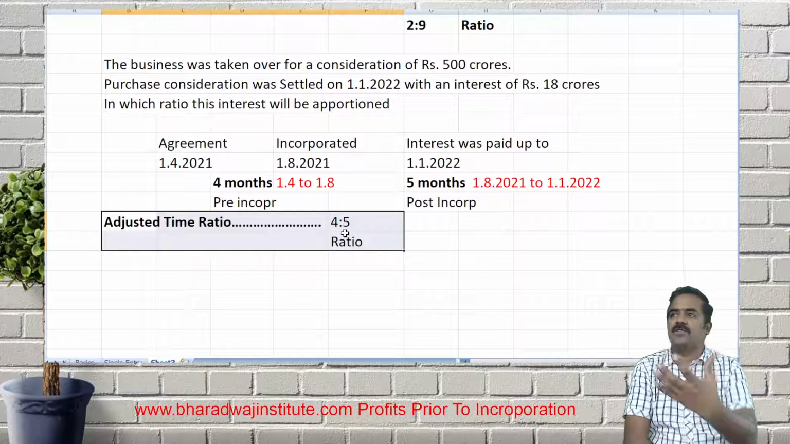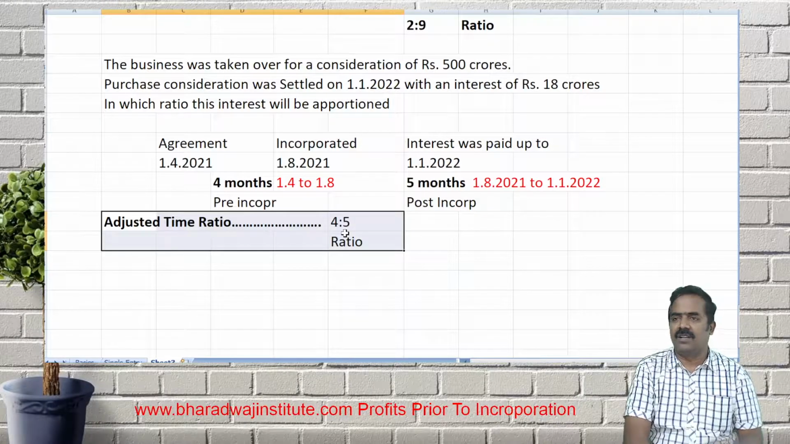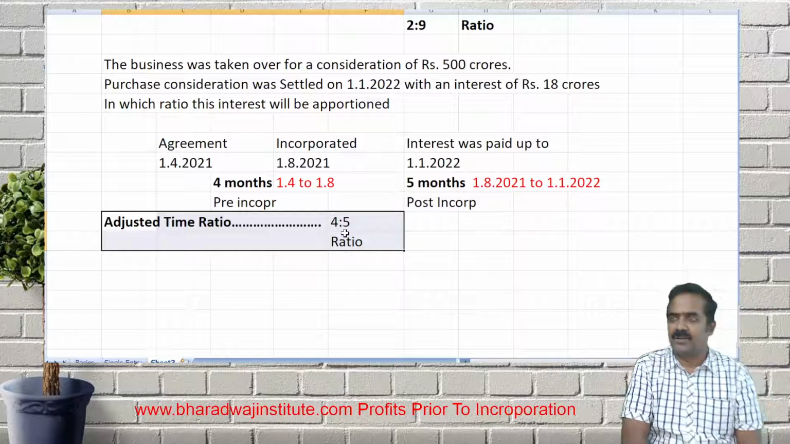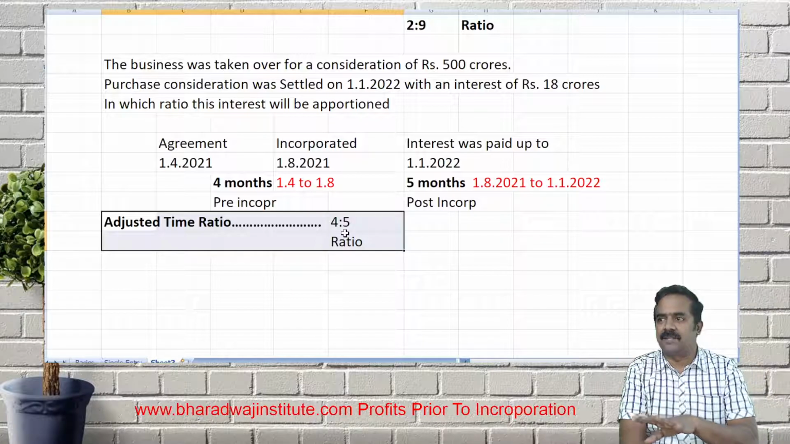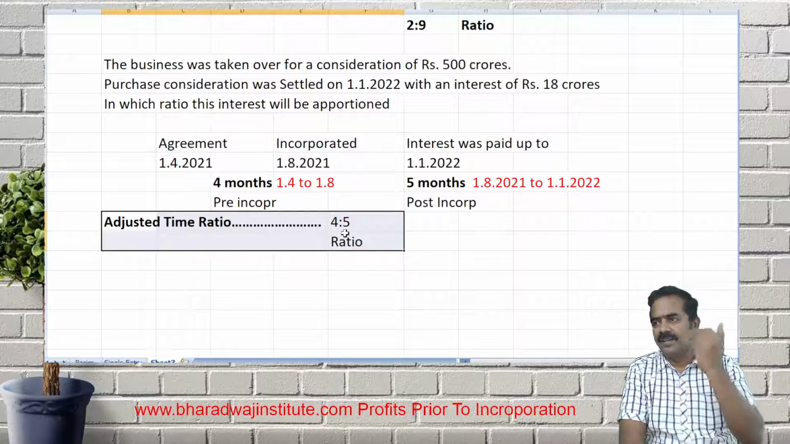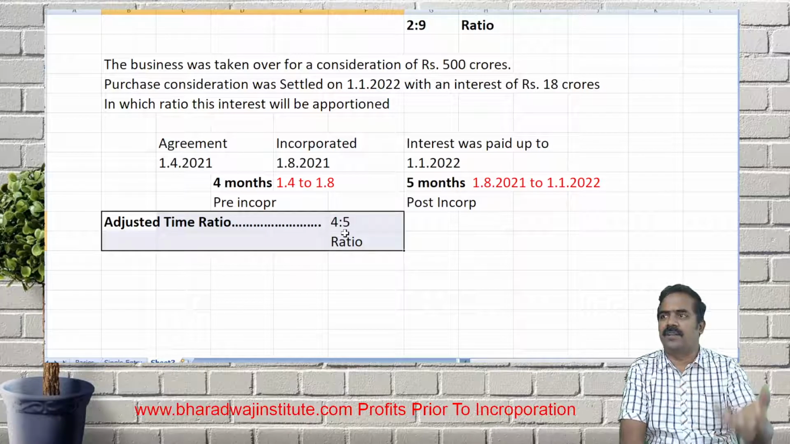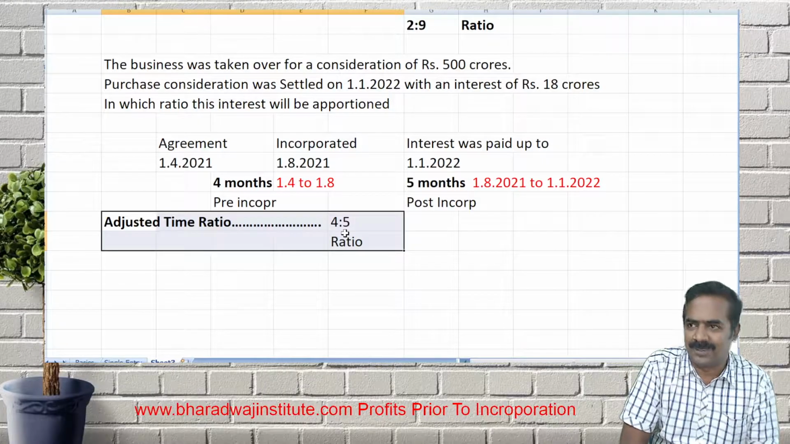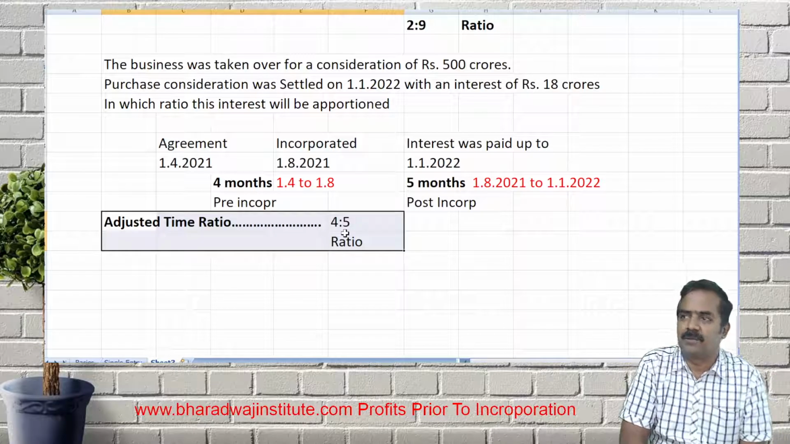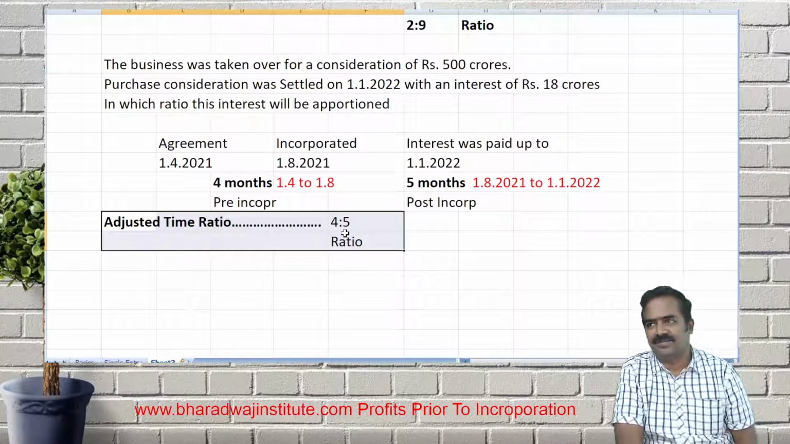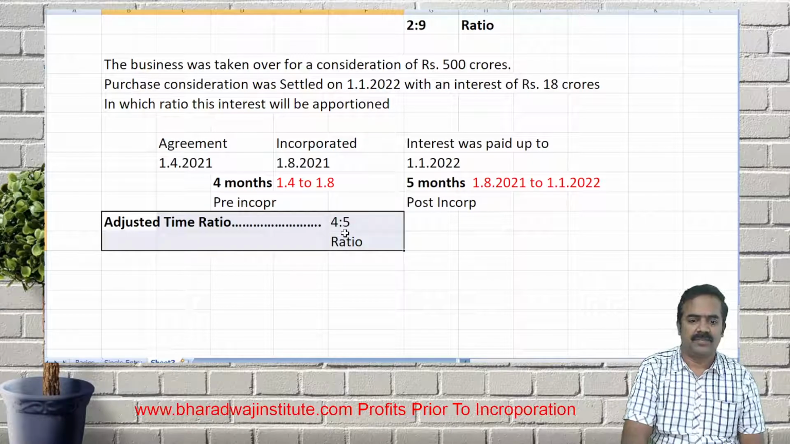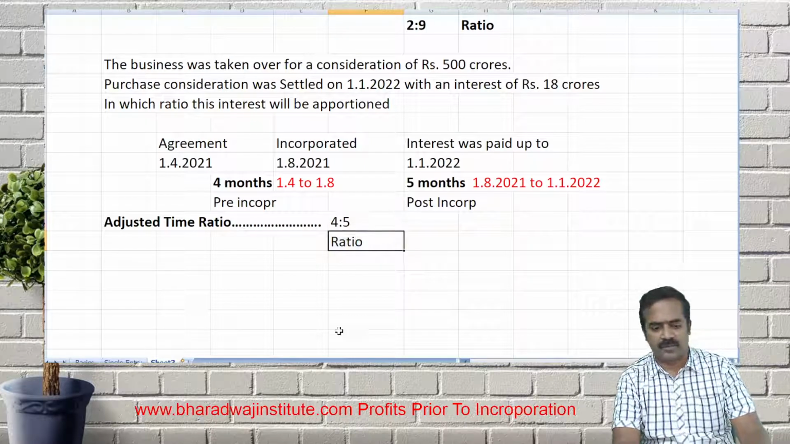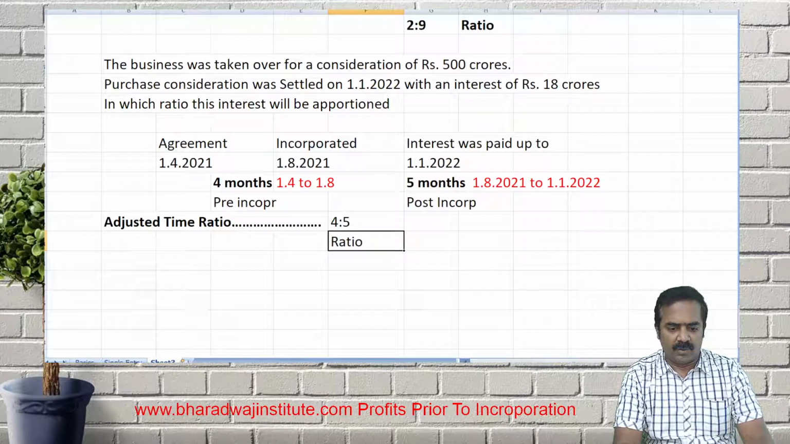For example, I purchase your business by paying 500 crores now. Assets minus liabilities, net worth, how much am I paying you? 500 crores. Is it a revenue expenditure or capital expenditure? Capital expenditure. That will come in the balance sheet. That's our capital. For that, assets and liabilities are taken over. That will not be reflected in your P&L account at all. It will not affect pre or post incorporation profit. But the 18 crores alone will affect it. 18 crores will be split in which ratio? 4:5 ratio. Now the learning part is over.